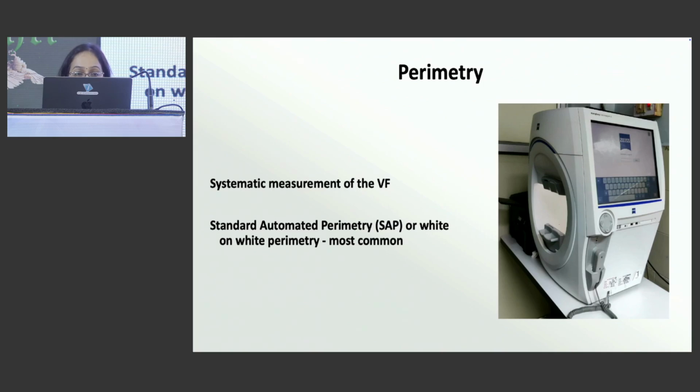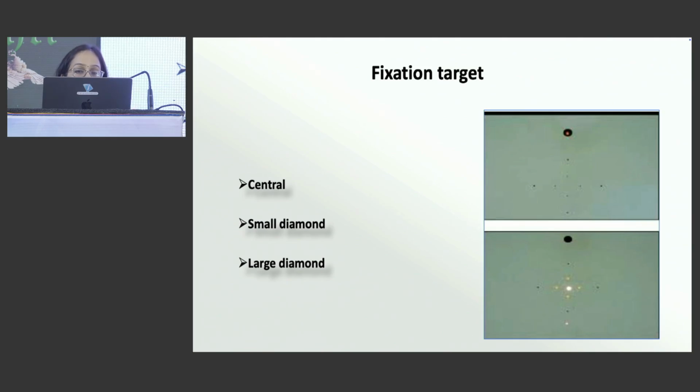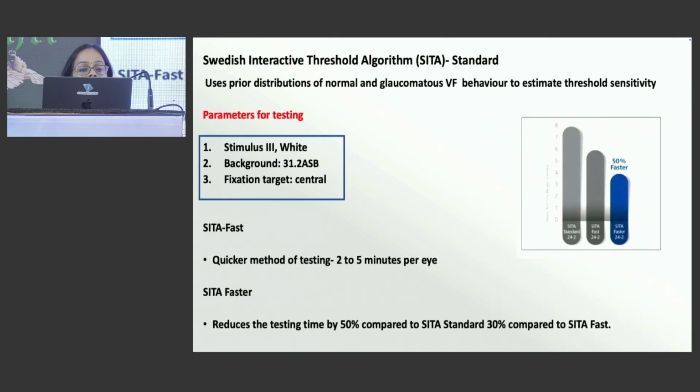So it is usually done by perimetry, that is systematic measurement of the visual field, by standard automated perimetry or white on white perimetry. When you do a perimetry, there is a fixation target, usually a central fixation target. If the patient doesn't have a central fixation, you can see a small diamond there. You can tell the patient to focus on the center of the 4 points of the small diamond, or there's even a peripheral large diamond also. Usually we use SITA standard, stimulus III white with the fixation target at center. You have other options like SITA fast, which is a quicker method, and even the SITA faster method.